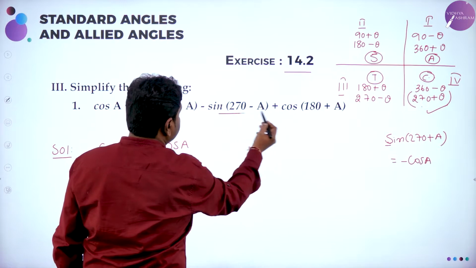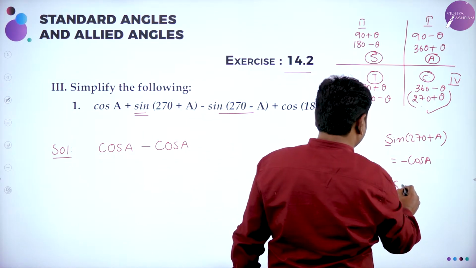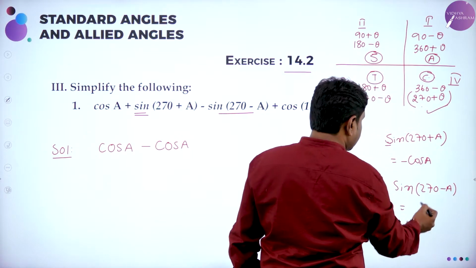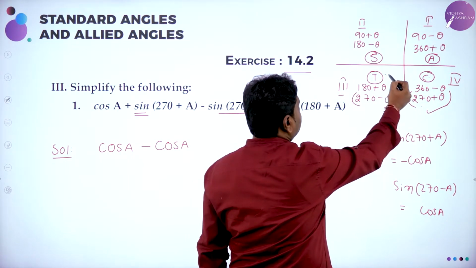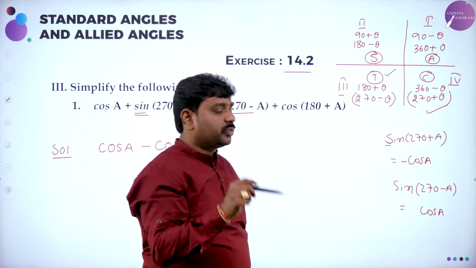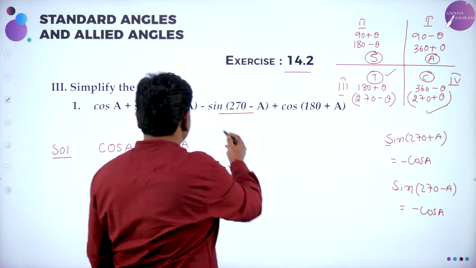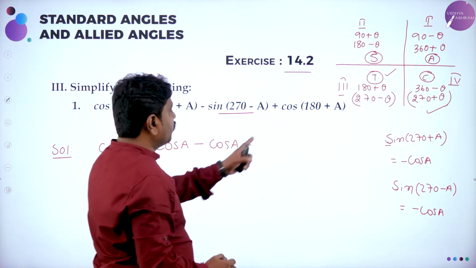Then sine of 270 minus A. See, sine of 270 minus A, again for 270 function changes. For 270, sine changes to what? Cos A. And 270 minus A lies in third quadrant. In third only tan and cot are positive, but this is not tan or cot, this is sine, so it is minus. Again this will be minus cos A, plus cos of 180 plus A.